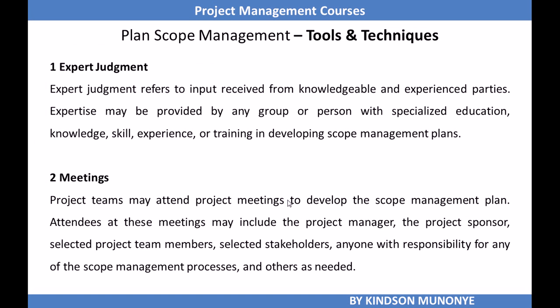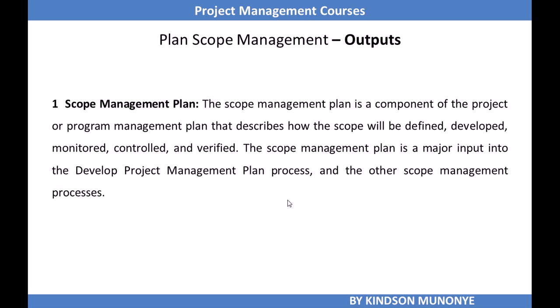Let's now look at the tools and techniques, and we have just two of them: expert judgment and meetings. We've discussed expert judgment before now. It has to do with getting input from knowledgeable and experienced persons both within and outside the project. And of course, meetings are necessary in the planning of scope management. We have planning meetings where the project manager, the sponsor, and other stakeholders sit together to discuss how the scope will be planned and controlled.